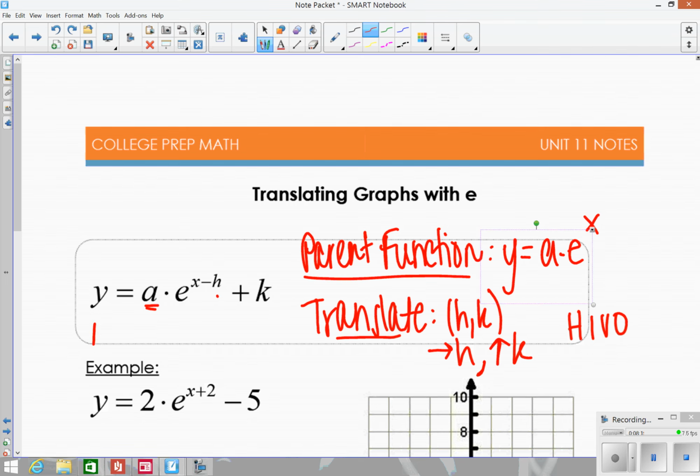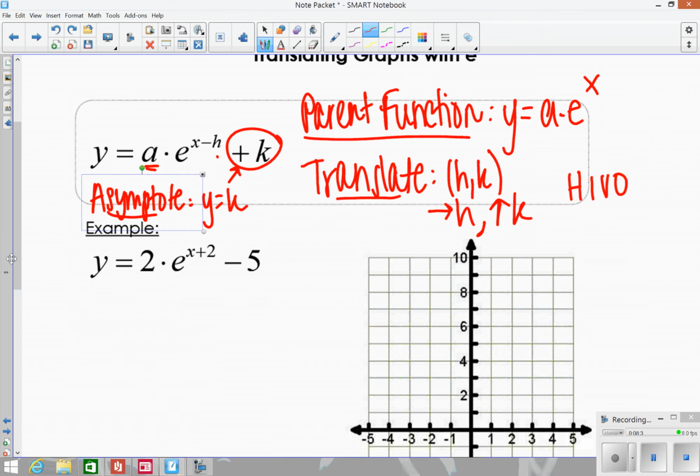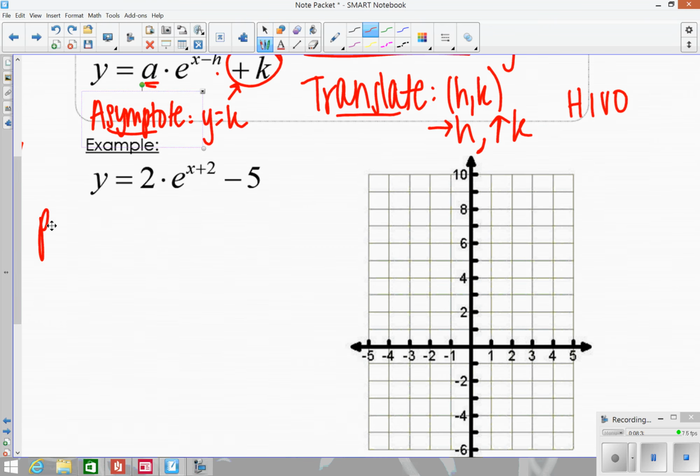And again, the asymptote is always whatever that number is at the end. So it's always going to be y equals k. Because that's your vertical shift, so how much it's moving up or down is where the asymptote is going to go. So when I look at this one, the first thing we're going to do is come up with the parent function. And remember, we're going to keep that 2 in front as part of our parent function. So y equals 2 e to the x.